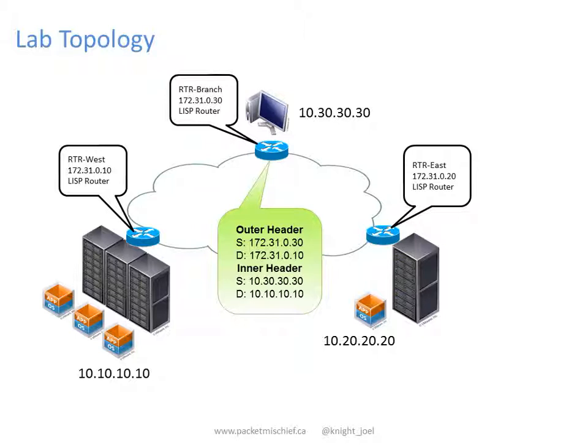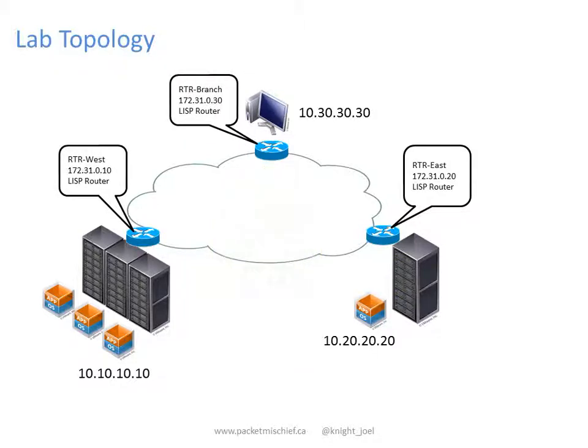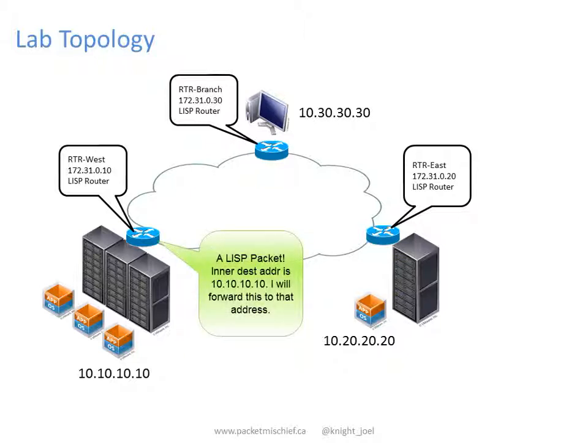Branch router encapsulates the original IP packet from the user computer in a new packet, addresses that packet to 172.31.0.10, and sends it through the routed infrastructure. The routed infrastructure isn't actually LISP aware, doesn't need to be. It routes the packet normally, hits the West router at the data center. That router is LISP enabled, so it decapsulates that packet and puts the original packet on the wire to go through the data center network.